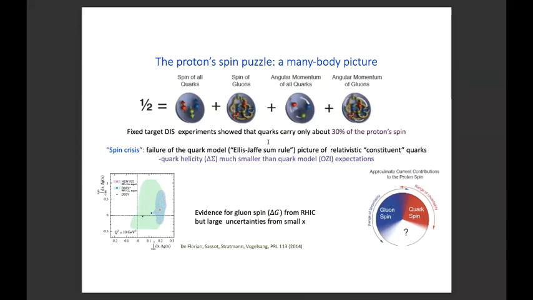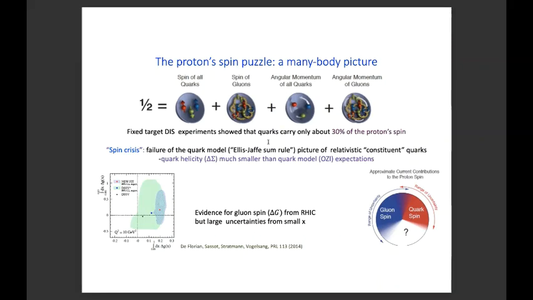Now, this observation, from fixed target experiments, led to a program at the Relativistic Heavy Ion Collider at Brookhaven, where they did very high energy polarized proton-proton collisions at energies up to 500 GeV. It's the only polarized proton-proton collider in the world. And so the idea was to then extract, say, the spins of gluons from this, and there were some suggestions that the quark deficit could be compensated significantly by the spins of the gluons.